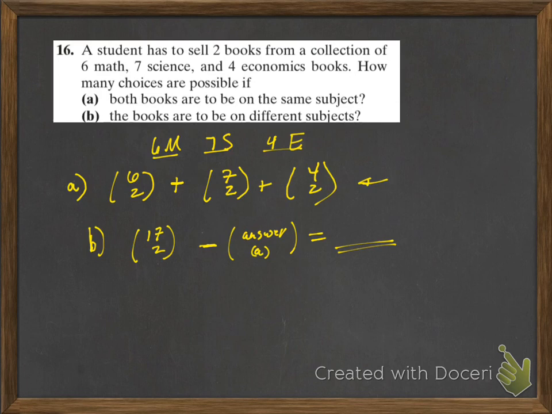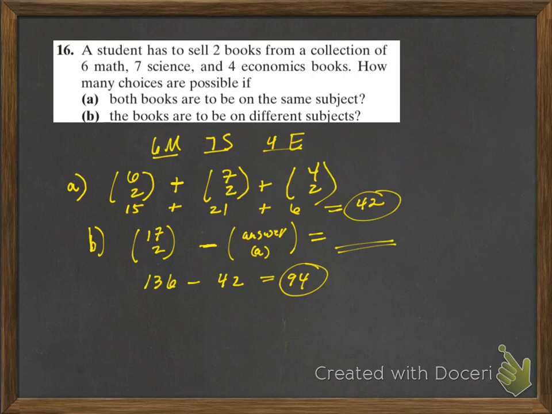Okay? And if you want to count these to come up with a specific answer, 6 choose 2 is 15, 7 choose 2 is 21, 4 choose 2 is 6, and if you add those all up, you get 42. 17 choose 2, a quick calculation on your calculator will show you that that's 136, minus our answer from part A, and what you're left with is 94. So 42 is your answer for A, and 94 is your answer to part B.